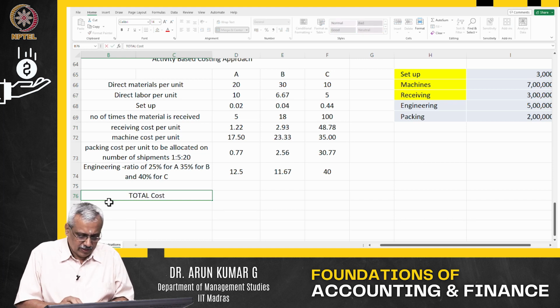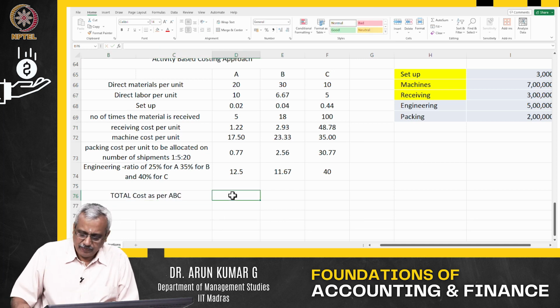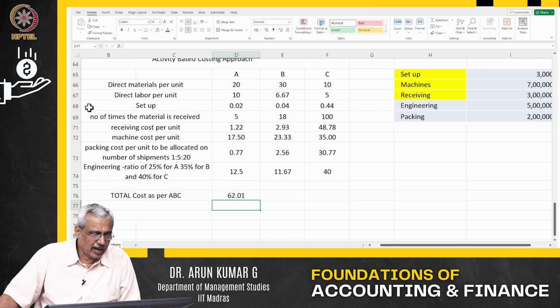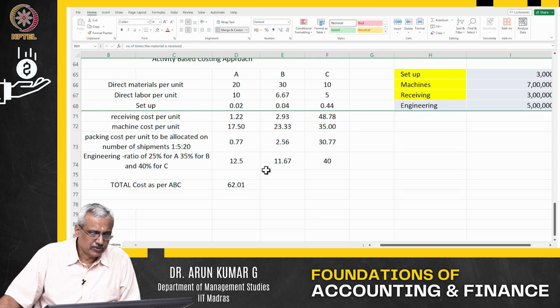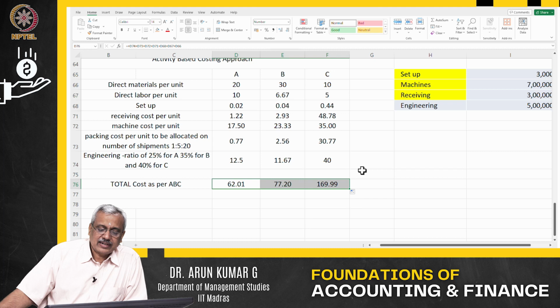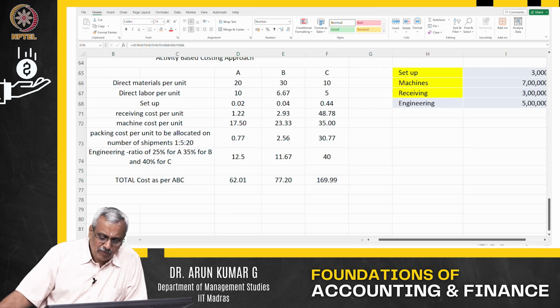Total cost as per ABC is my engineering cost plus my packing cost plus my machine cost plus my receiving cost plus my setup cost plus my direct labor and direct materials per unit. I am going to hide this also slightly so it looks better. So it is about 62.01 for A, 77 for product B, and 169.99 for product C. Let me go back to my slides.